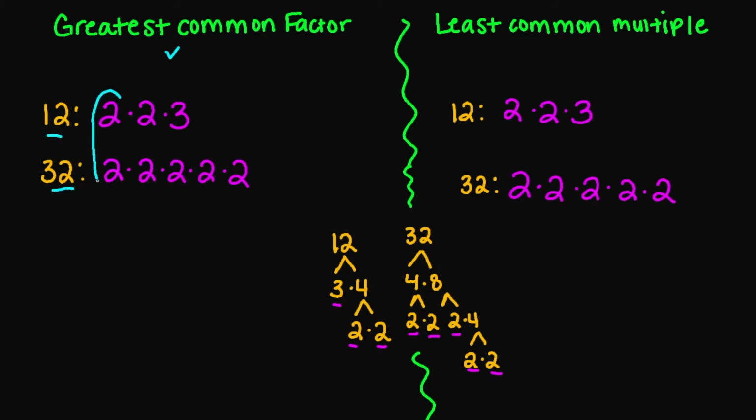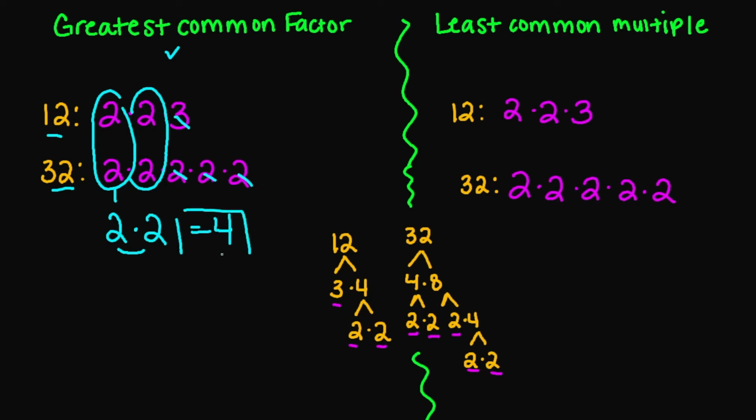We have a match right here. So I'm going to write this 2 one time. We also have a match right here for this other 2. I'm going to write this 2 one time. And all the other numbers, I do not have any other matches, so those are going to stay out. So we have 2 times 2. This is going to equal 4. So your GCF is 4.